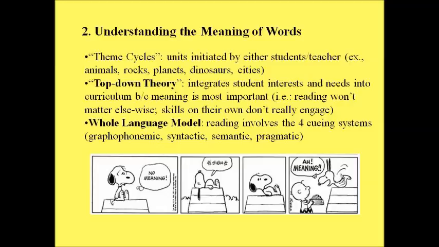Also, there's the whole language model, and I know whole language is thought of as this horrible travesty that's destroyed student learning, and everybody needs to get back to phonics and all this stuff and blah blah. But really, whole language means phonics is only part of it. That there are four cueing systems, the ones that we talked about, right? The graphophonemic, the syntactic, the semantic, and the pragmatic. And all these need to be activated when kids are learning.